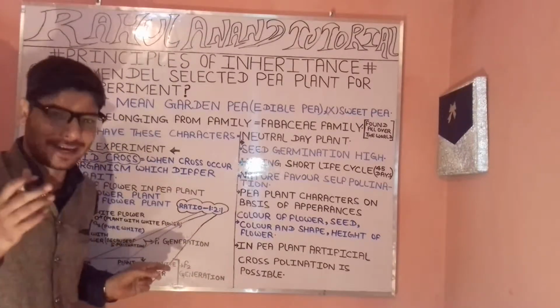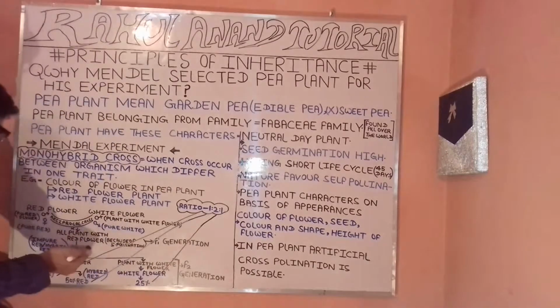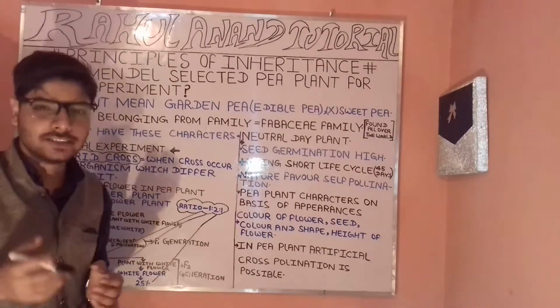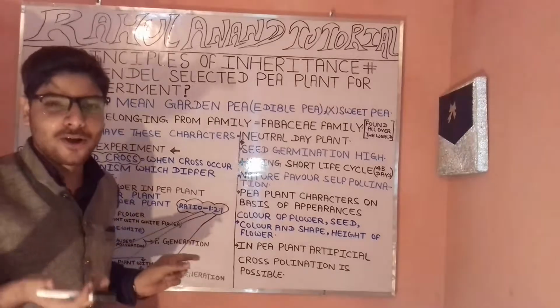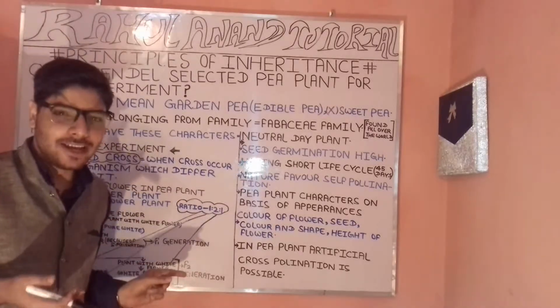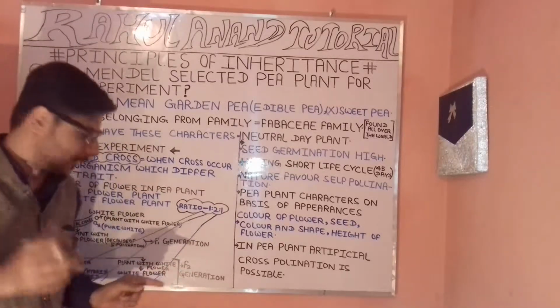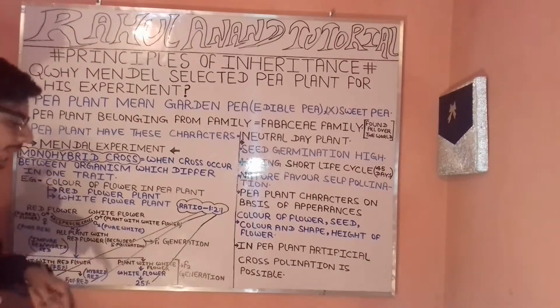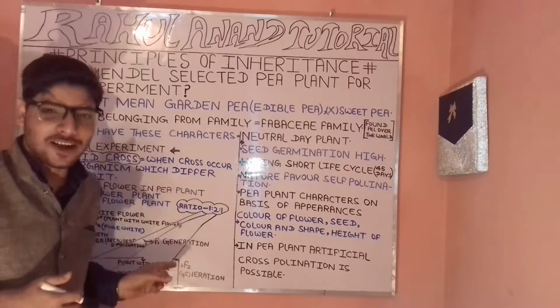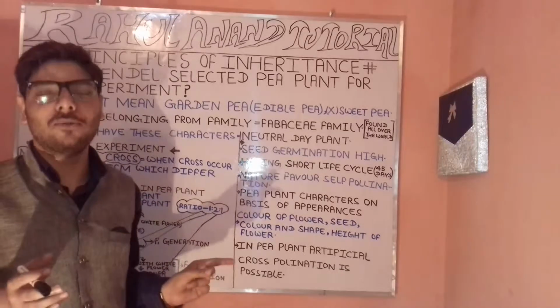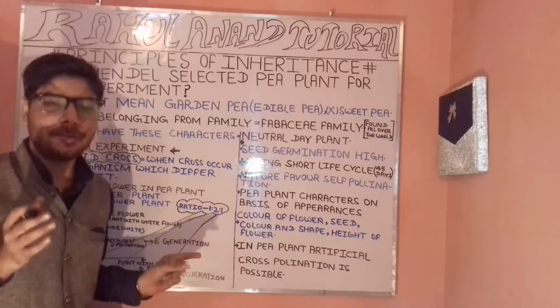So what will occur? Here is the case. In the F1 generation, all the plants which are produced will be red in color. Why is it so? This is because of self-pollination. And you know well what self-pollination is.